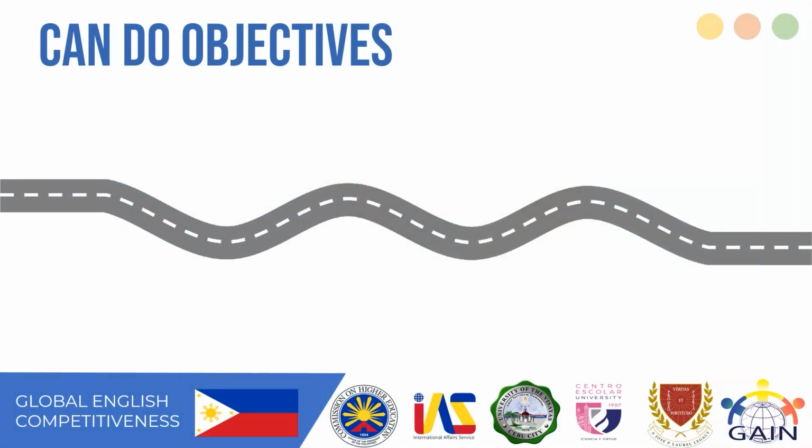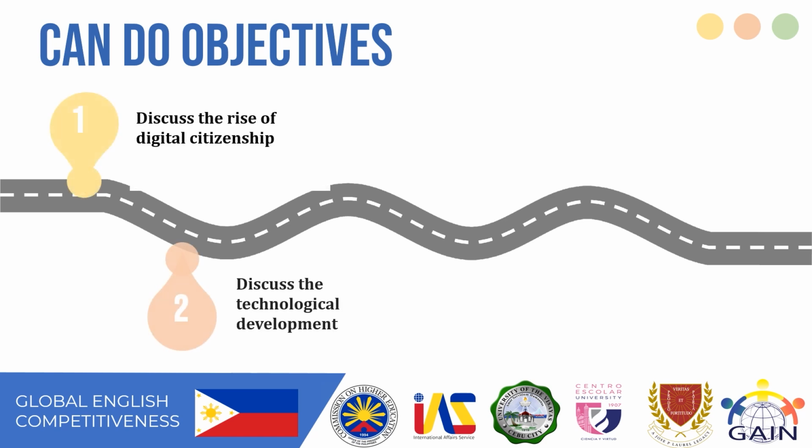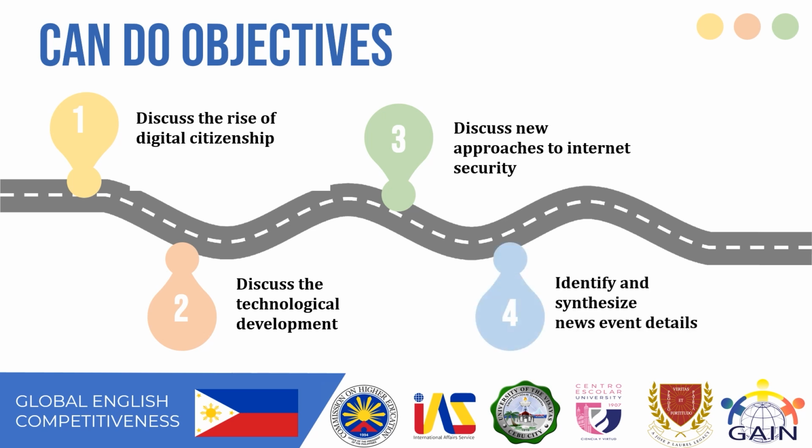To recap, we have four can-do objectives in this unit. First, to discuss the rise of digital citizenship. Second, discuss the technological development. Third, discuss new approaches to internet security. And fourth, to identify and synthesize news event details.